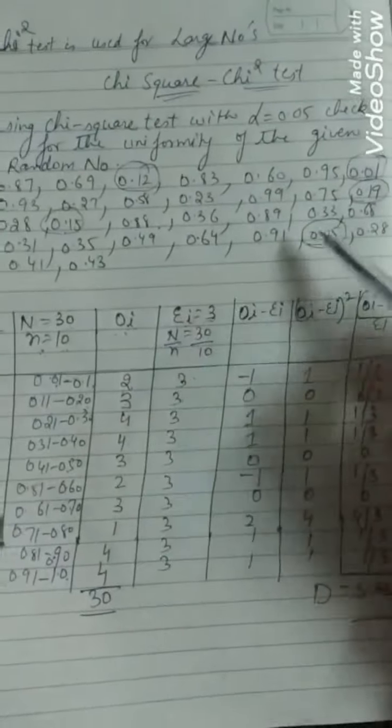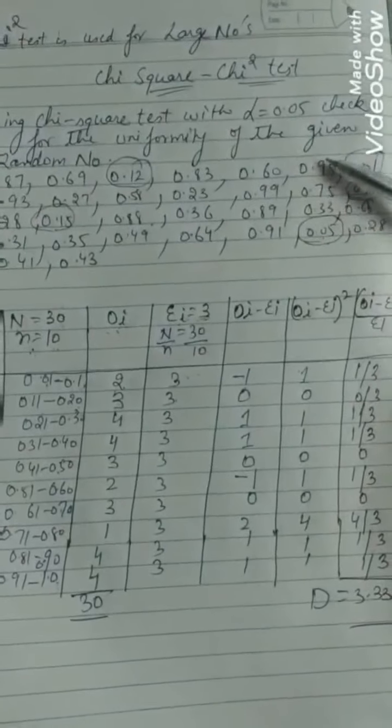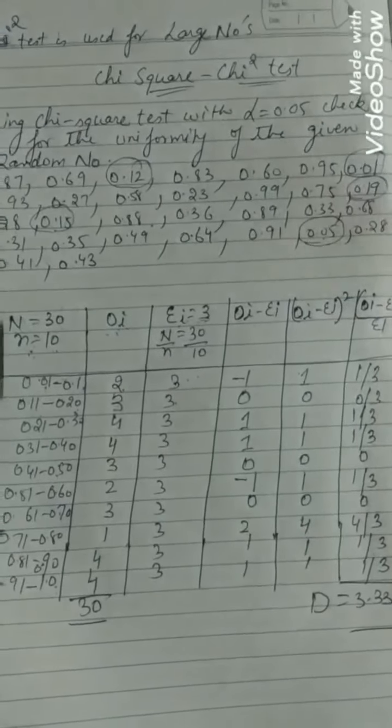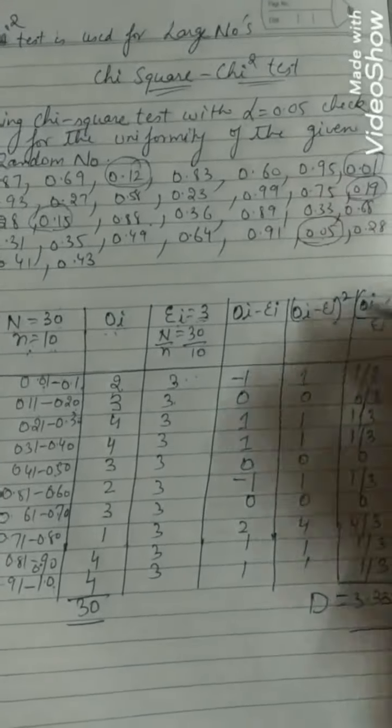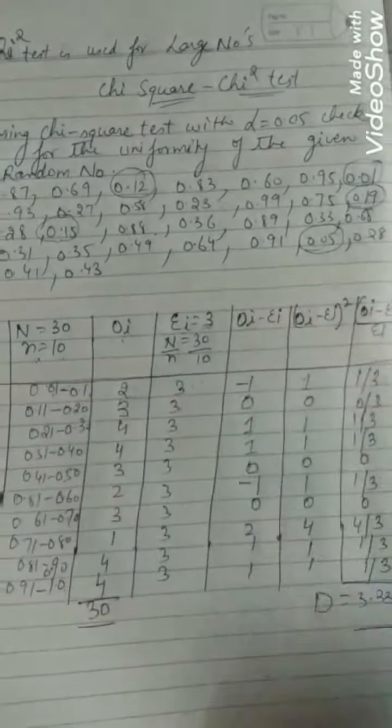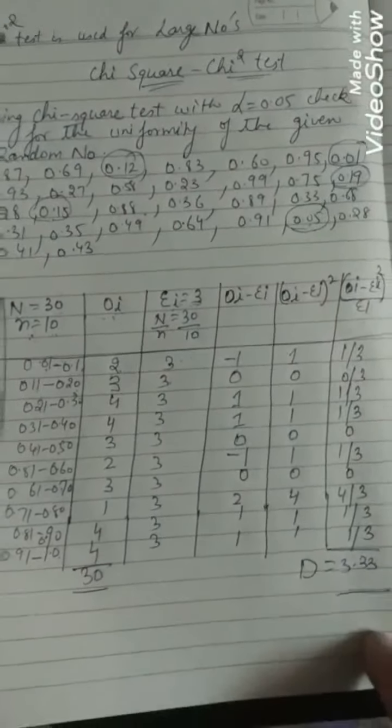So this is an example of a chi-square test, and it is used when we have more than 50, 60, or even above 100 given numbers. So, thank you.